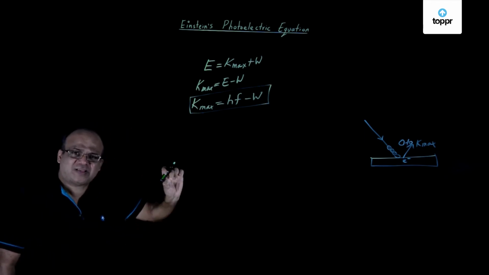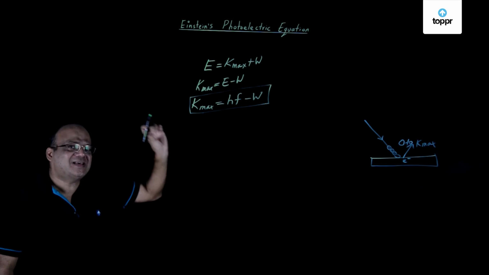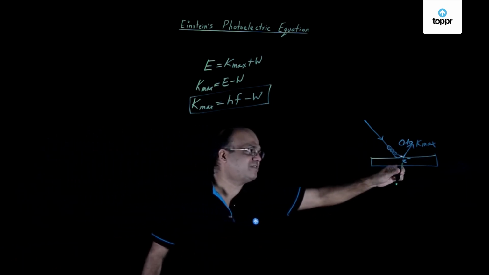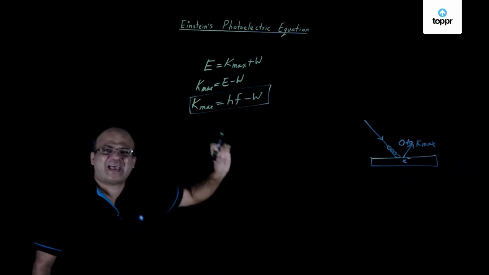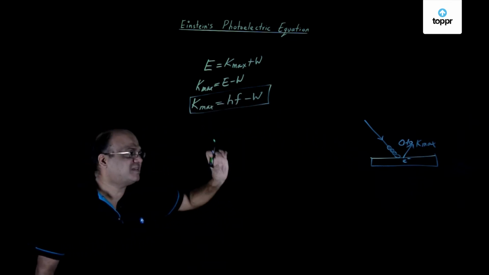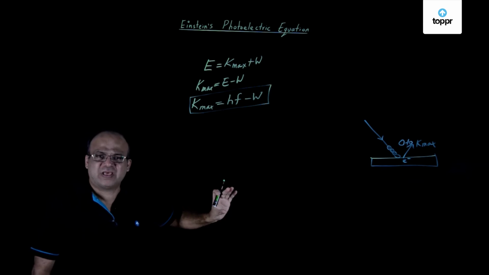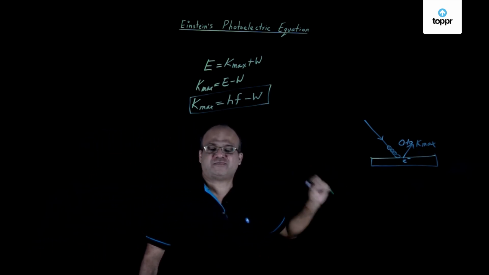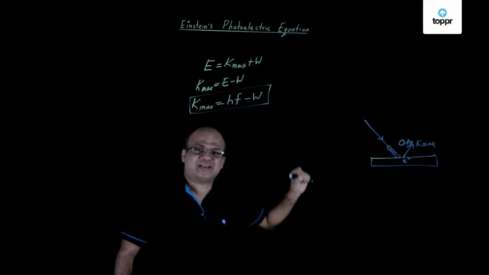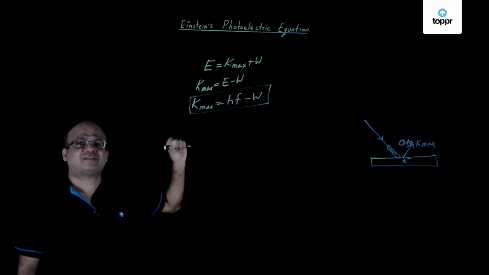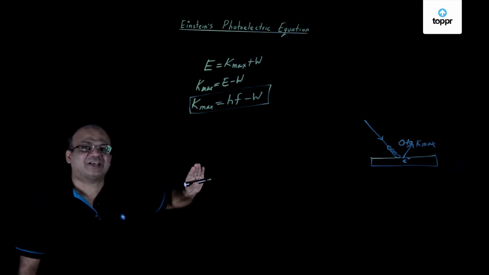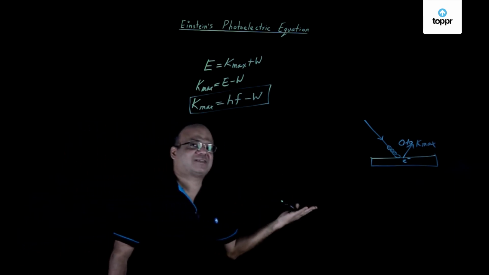This has come from simple conservation of energy. The electron sitting on the metal surface absorbs an entire packet of energy, that is a photon, at one time. A part of that energy is used to overcome work function, and the remaining energy becomes K max of photoelectrons. That is in the best case. Otherwise the energy can range from 0 to K max.